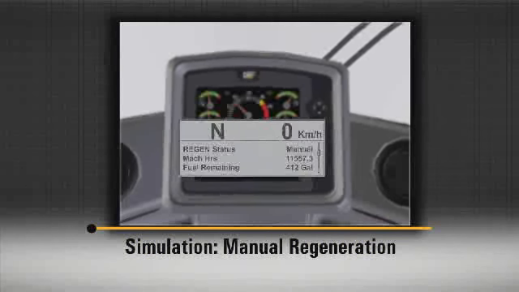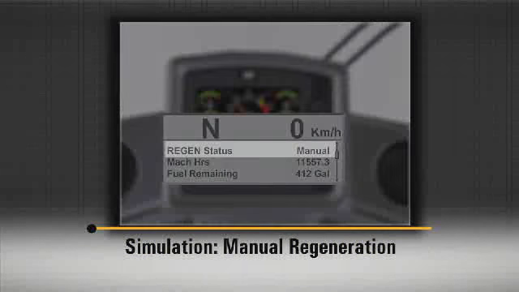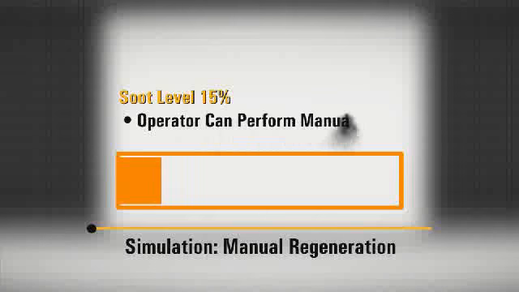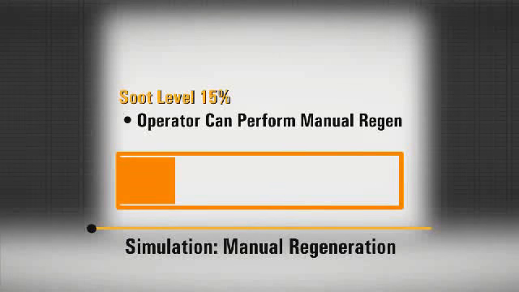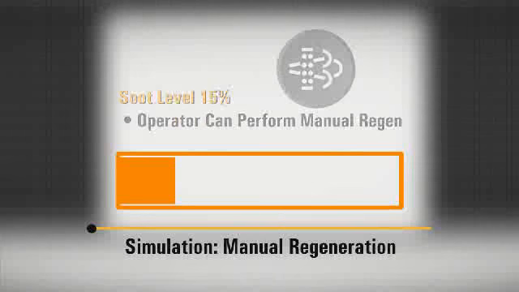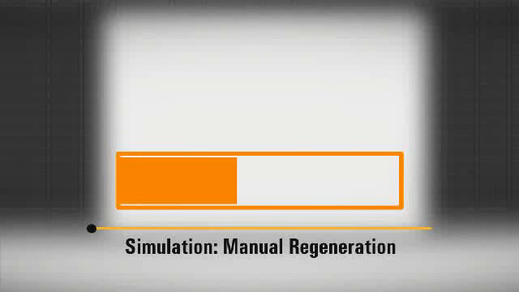If the machine is set to manual regen, the soot continues to accumulate in the DPF. It's important that the operator monitor the soot gauge and indicator lights. At 15%, the operator has the opportunity to manually command a regeneration, if desired, using the manual regeneration switch in the cab. We will now discuss what happens when regen doesn't take place and the soot level increases to 90%.